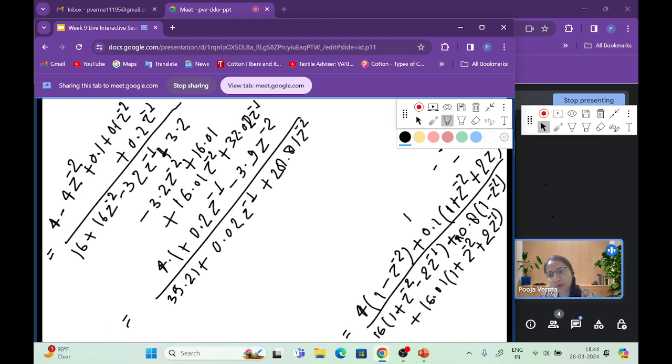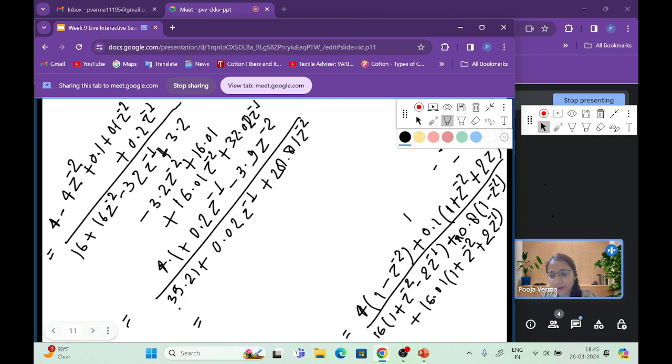Okay, take all the terms. 32 minus z inverse here and 32.02 z inverse. So we use 0.02 z inverse, and similarly for z to the power minus 2 also. So from here we will get this equation. Now we have to normalize this equation.